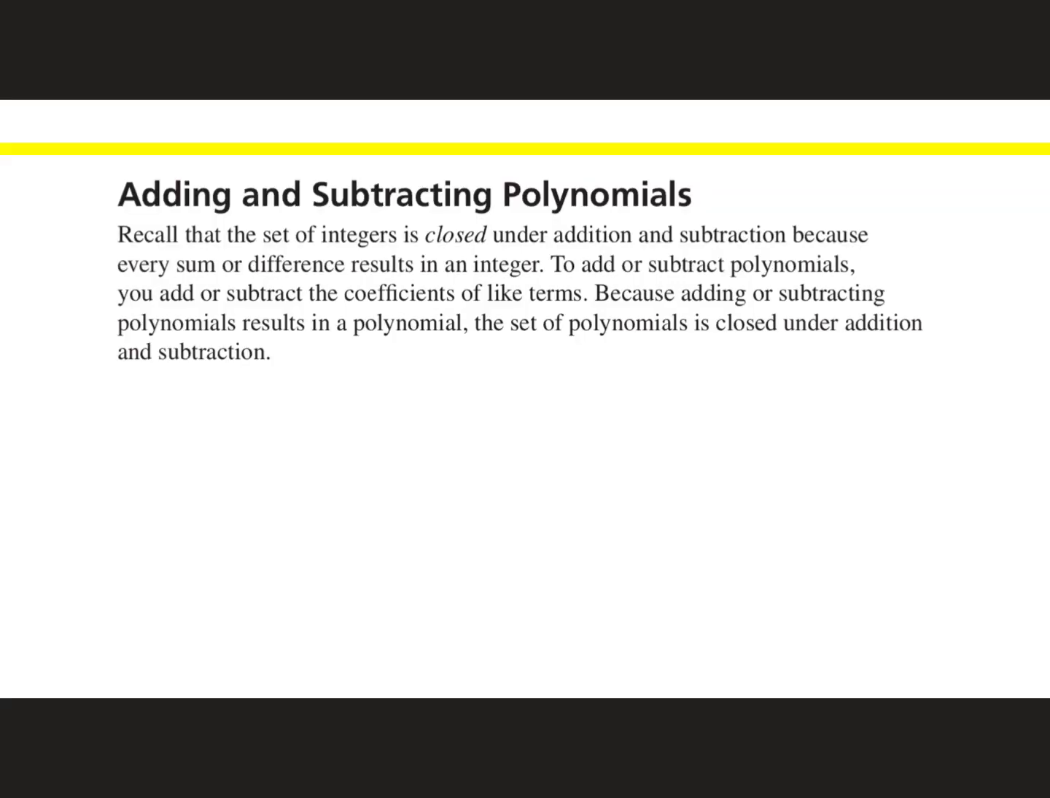So adding and subtracting polynomials, recall that the set of integers is closed under addition and subtraction because every sum or difference results in an integer. To add or subtract polynomials, you add or subtract the coefficients of like terms. Because adding or subtracting polynomials results in a polynomial, the set of the polynomials is closed under addition or subtraction. So we are adding the coefficients of like terms.